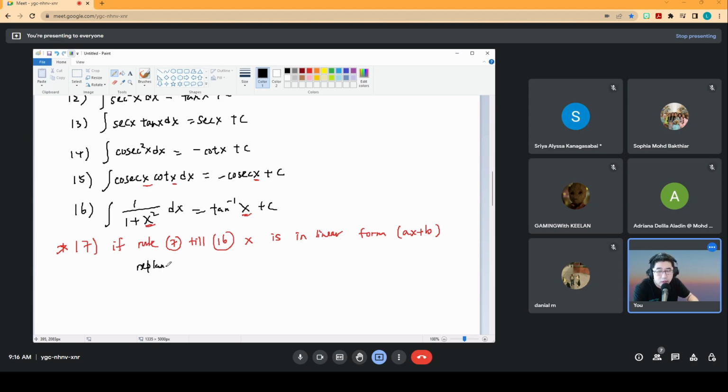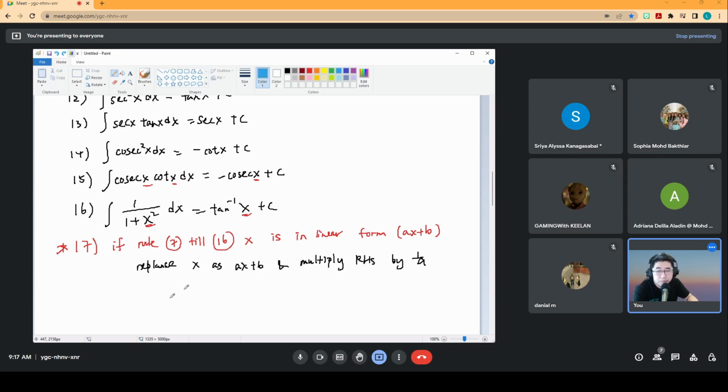replace x as ax plus b and multiply the right hand side by 1 over a. Okay, this rule is very important, you have to understand this rule very well, because it only works for linear form.